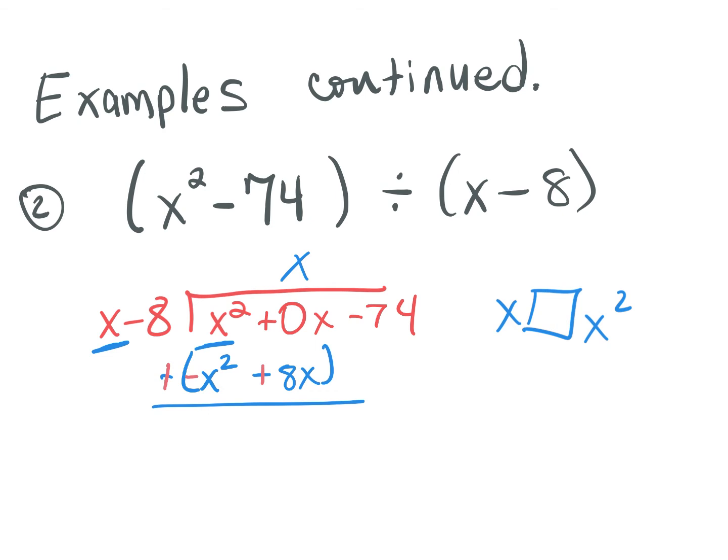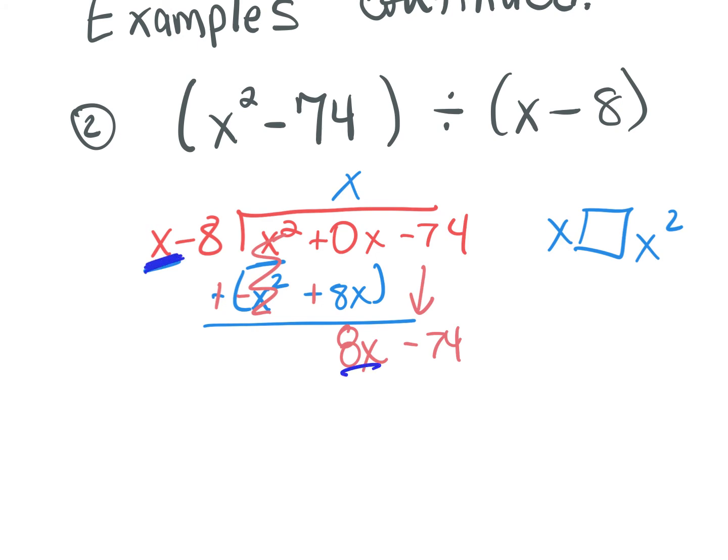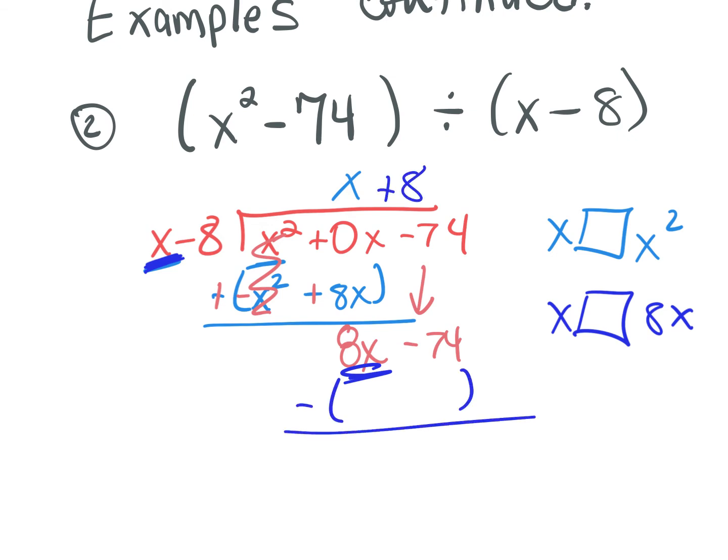What's 0 plus 8? Gives me 8x. What happens with my x squareds? They cancel. And then what do I do with negative 74? I bring it down. So minus 74. And now we do it all over again. First term into first term. X times what is 8x? Positive 8. So get your subtraction ready so you don't forget.